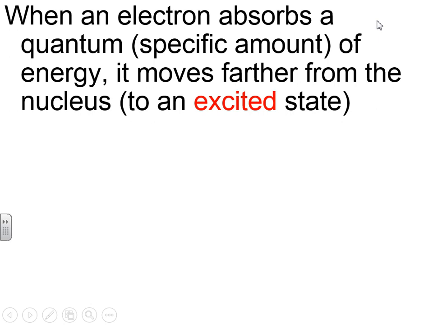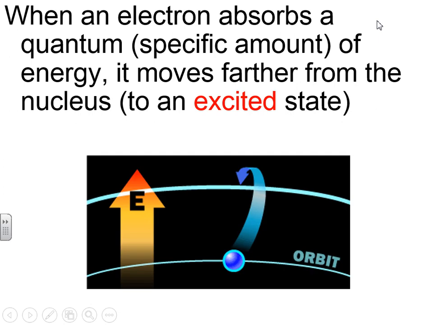So the story goes something like this. When an electron absorbs a quantum, which is a specific amount of energy, it will move farther from the nucleus. Because remember that electrons which are closer to the nucleus will have less energy. Electrons further from the nucleus will have more energy. So here we have two electrons. This one has more energy, this one has less energy. So the electron jumps higher up. And this is called an excited state. The electron is now excited.